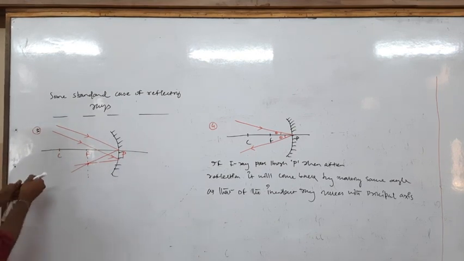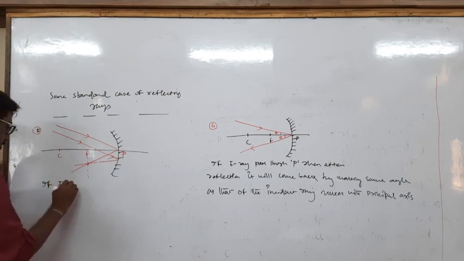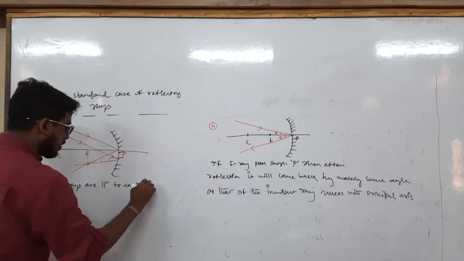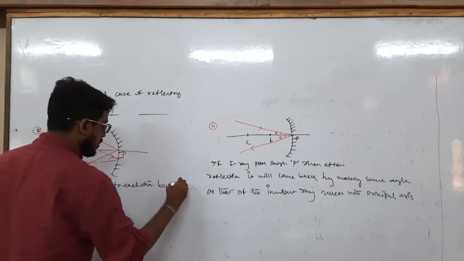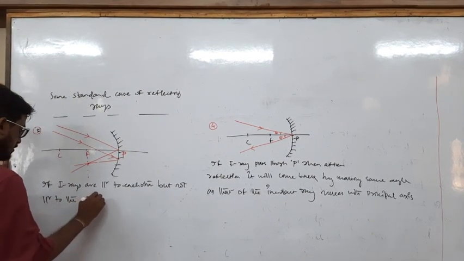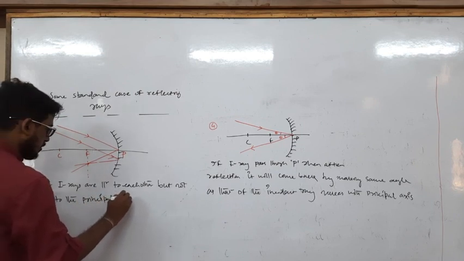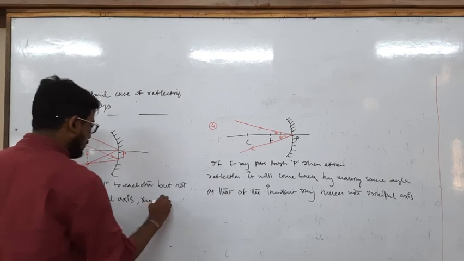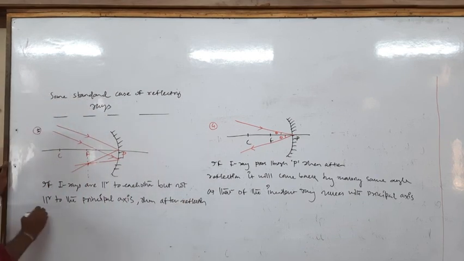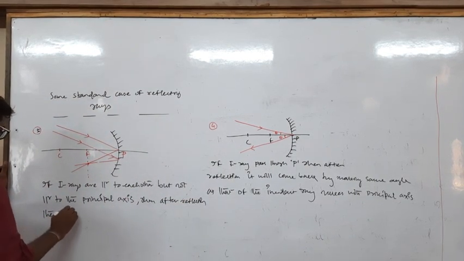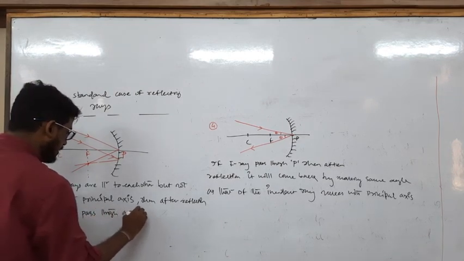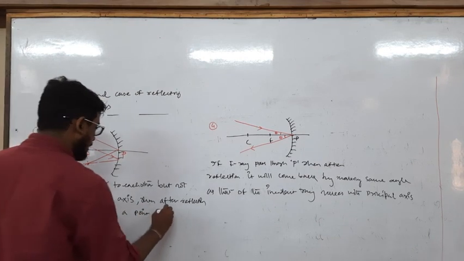Clear? So you have to remember this: if incident rays are parallel to each other but not parallel to the principal axis, then after reflection they will pass through a point on the focal plane.